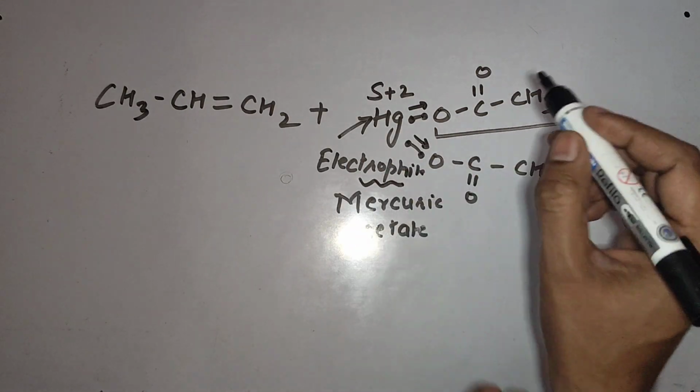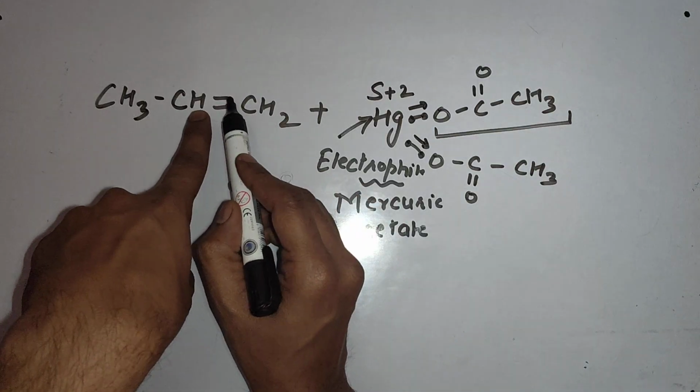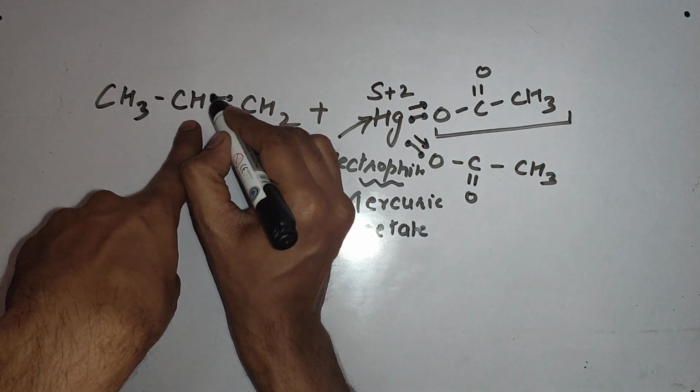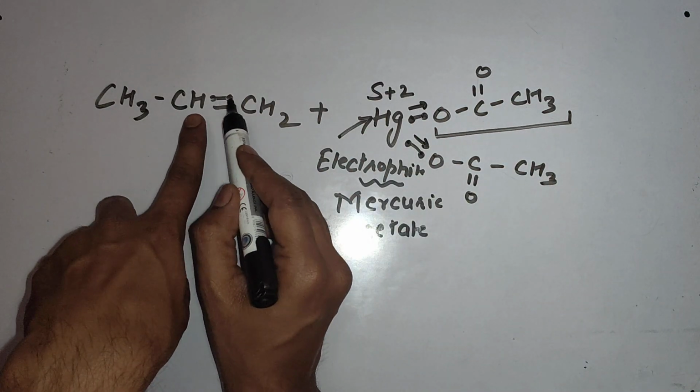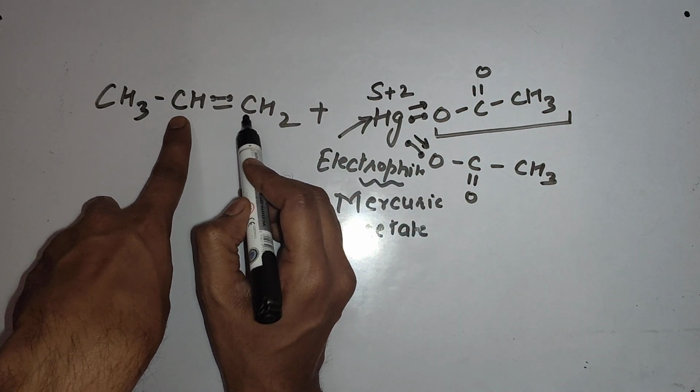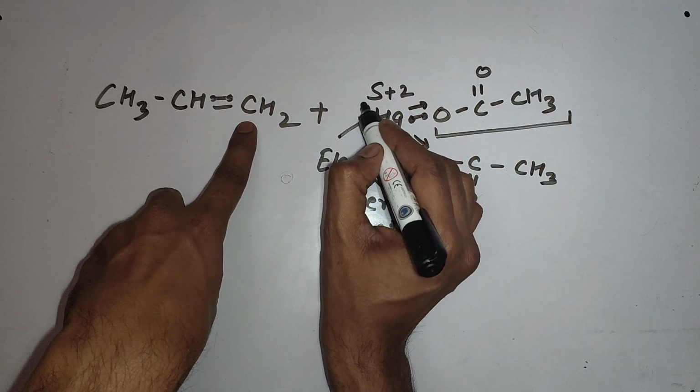Who can provide electrons to it? Alkene. Alkene has pi electrons. Pi electrons are always easy target for electrophile. These pi electrons are available between these two carbons. Mercury will prefer to attack on this carbon.